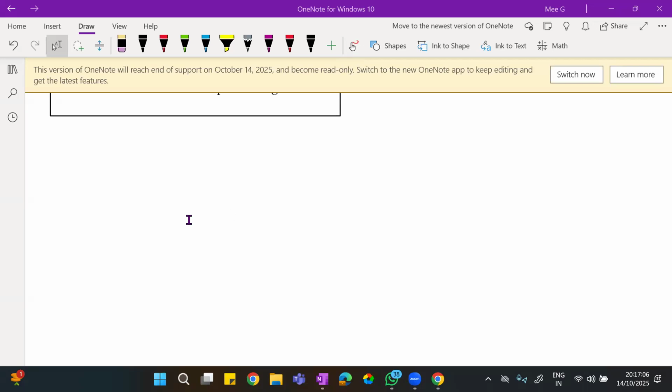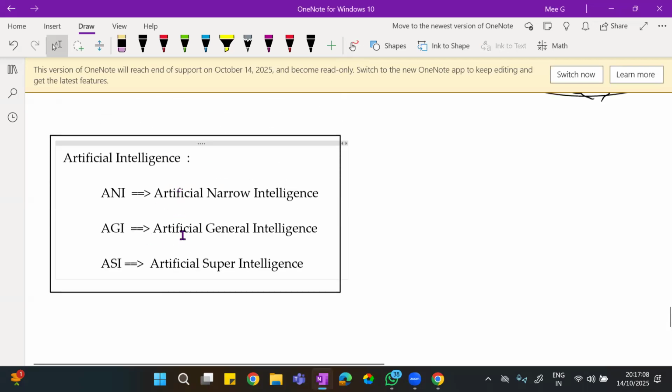Now, as I told you, AI is segregated into three parts. Artificial intelligence is a very general concept of preparing intelligent models. AGI is nothing but an advanced level of AI systems which are equally intelligent as humans.